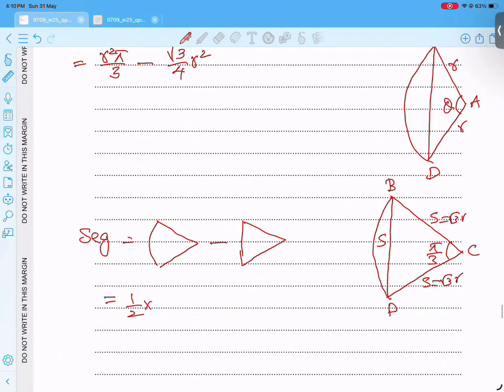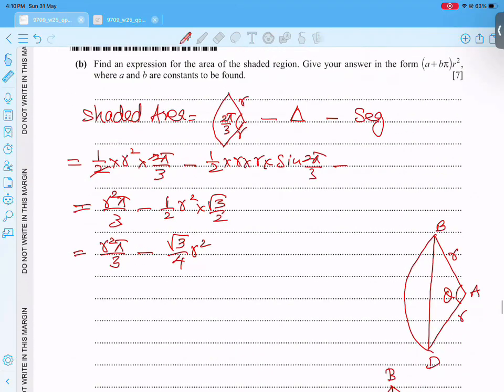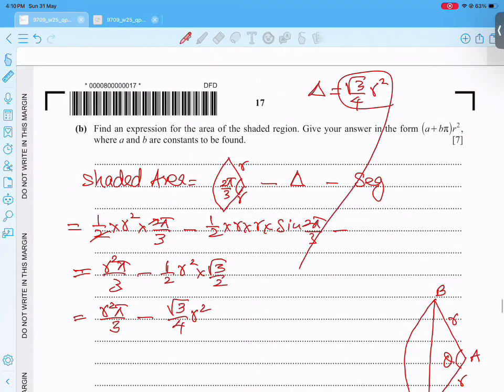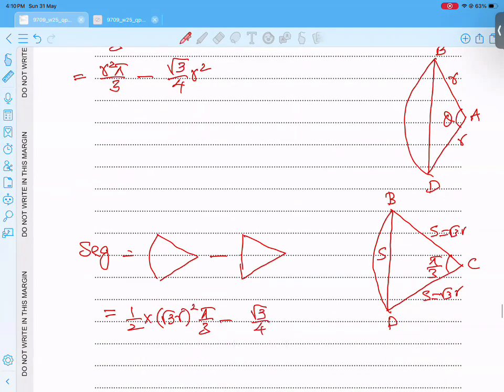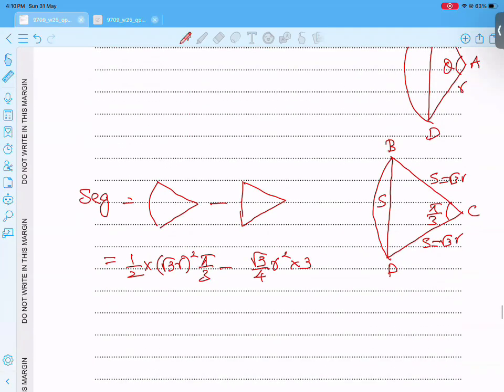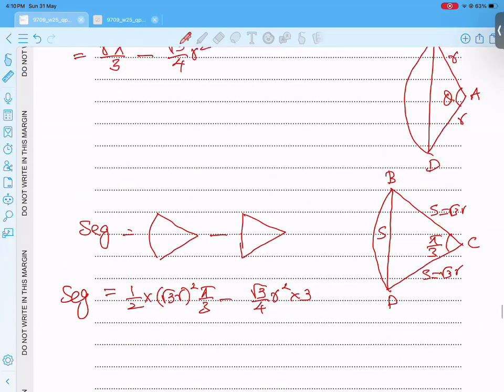Half r squared theta, and r is this: root 3r, theta is pi by 3. And triangle area, I have it before on the top, root 3 over 4 r squared times 3. Why 3? Because there are three triangles. I think students are understanding up till now, and this is the segment area, which I'm going to put in the place of this here.